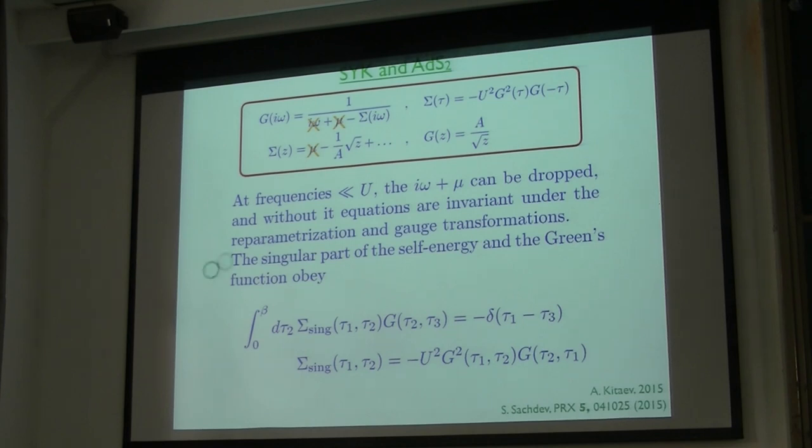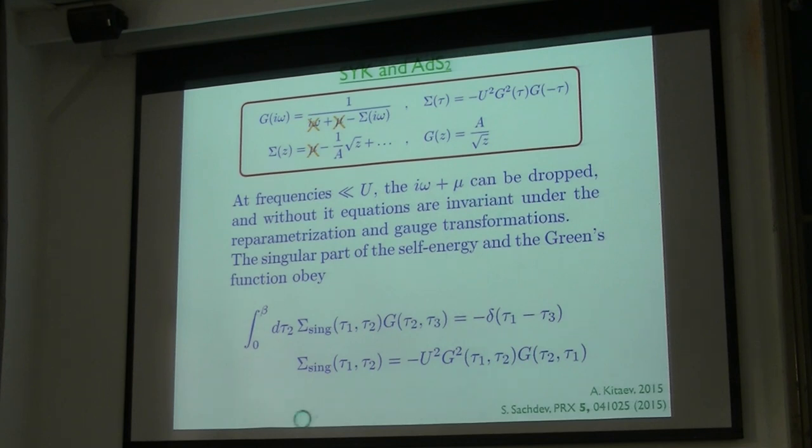So you remember these equations for the Dyson equation, for the Green's function and self-energy, which have this solution as square root of frequency. What turns out in this low frequency limit is that this i omega term does not matter because i omega is always smaller than square root of omega as omega goes to zero. And the mu gets canceled out. So the Dyson equation is that G sigma equals minus one. Very simple equation. You write this out in time space: the integral over tau 2 of sigma of tau 1, tau 2 times G is minus delta. And this equation is of course also very simple in time space. Okay. So these are the low frequency limits of the equations that we solved in '93.